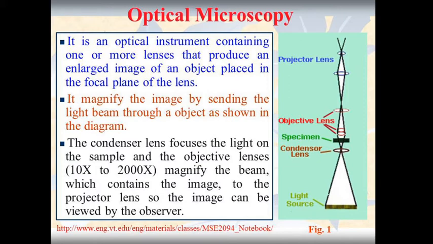Here we can see the schematic representation of a simple optical microscope. It consists of a projector lens, objective lens, condenser lens and light source, and this is our sample which we want to view with this microscope. The condenser lens focuses the light on the sample, and the objective lens magnifies the beam which contains the image to the projector lens, so the image can be viewed by the observer.